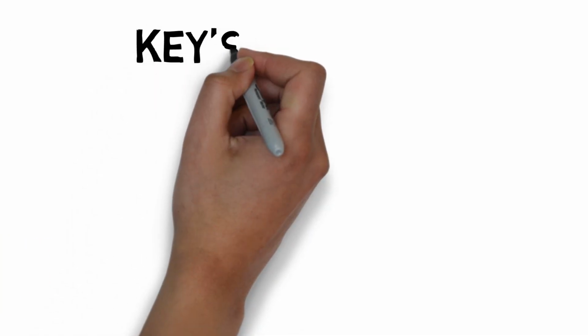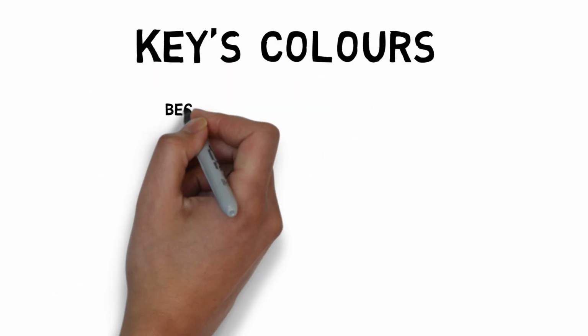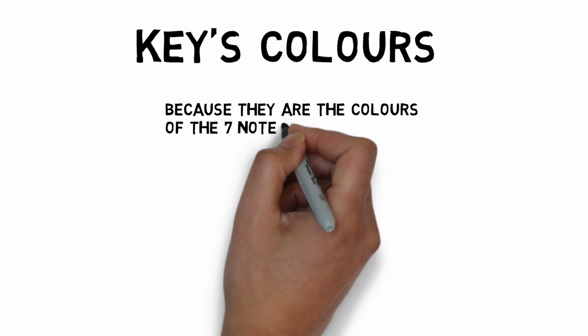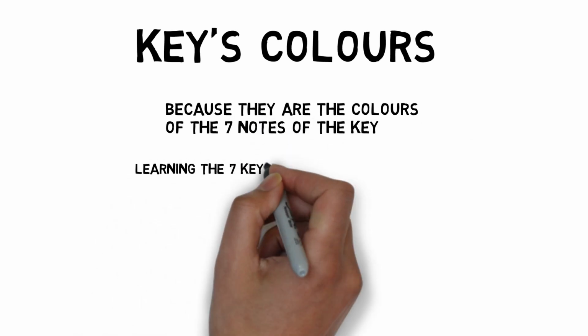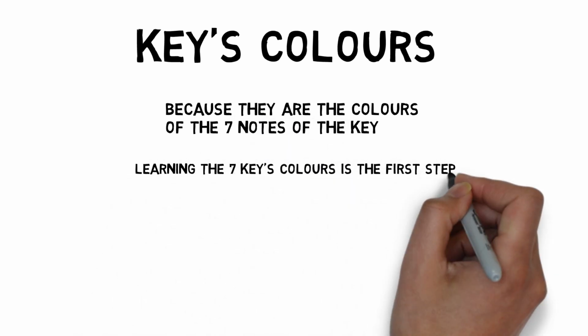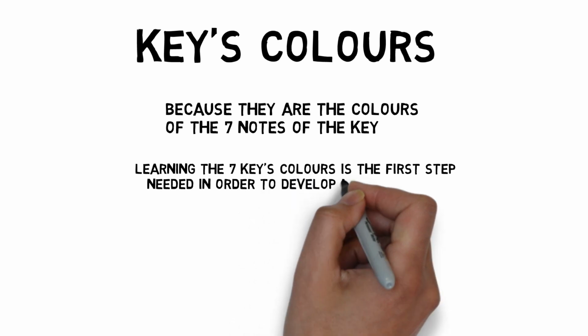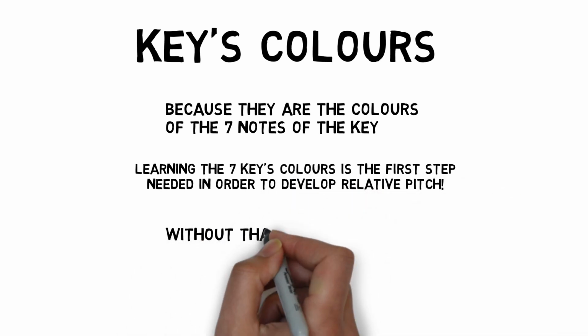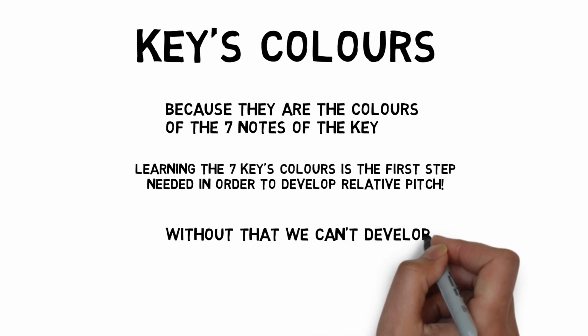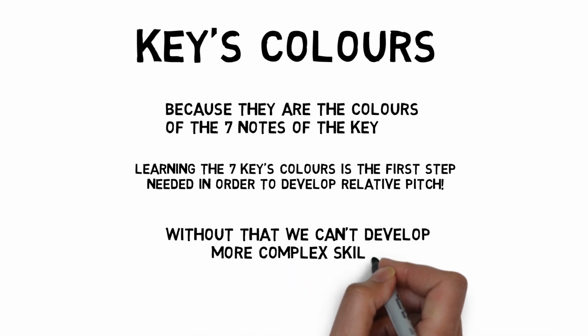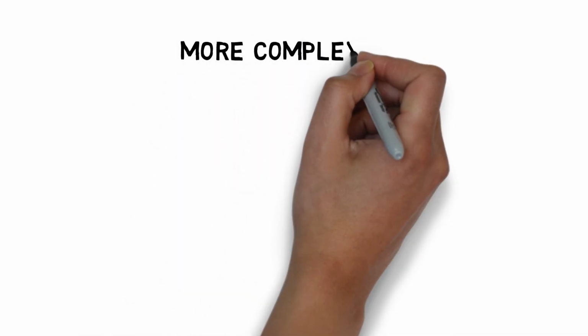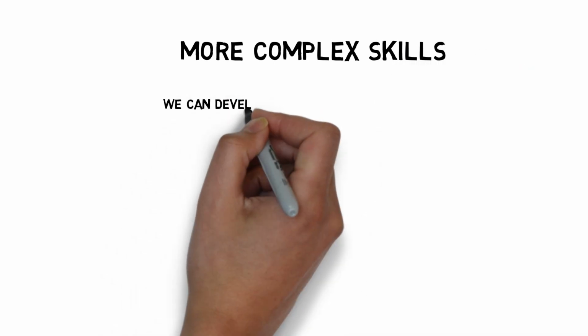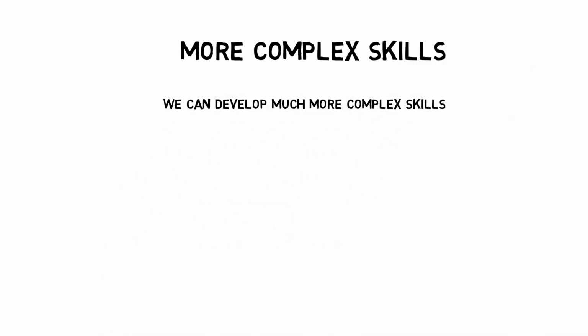These 7 colors that I just told you about are called key colors, because they are the colors of the 7 notes of the key. Learning the key colors, or it will be better to say memorizing the key colors, is the first step for the development of relative pitch. Without this step, we can't build more complex skills. More complex skills? Really we can? That's interesting. Yes, we can develop much more complex skills.